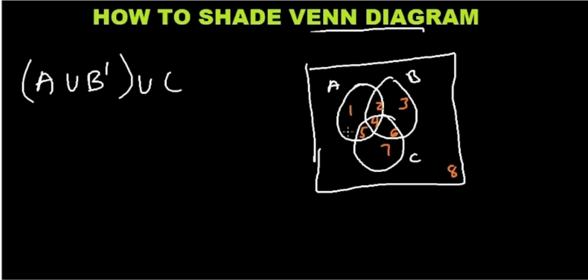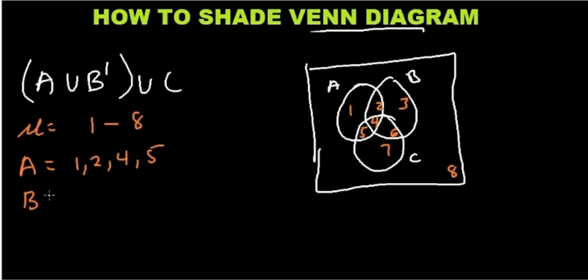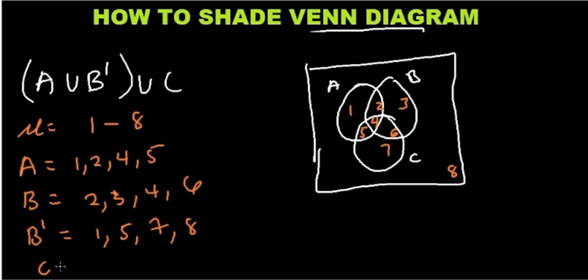So how do we do this one? Let's spell them out. My universal set is 1 to 8, so we won't waste time. My A is actually 1, 2, 4, 5. My B is actually 2, 3, 4, 6. Then my B complement will be 1, 5, 7, and 8. So my C will be 4, 5, 6, and 7.